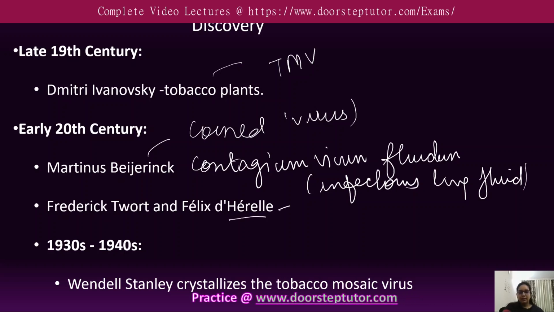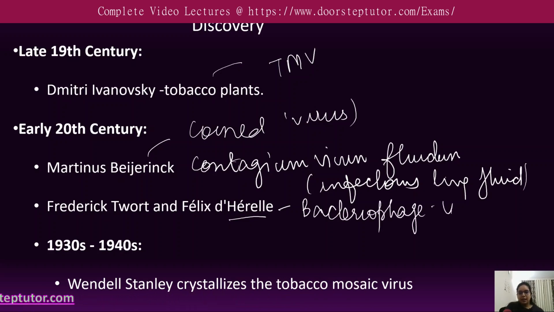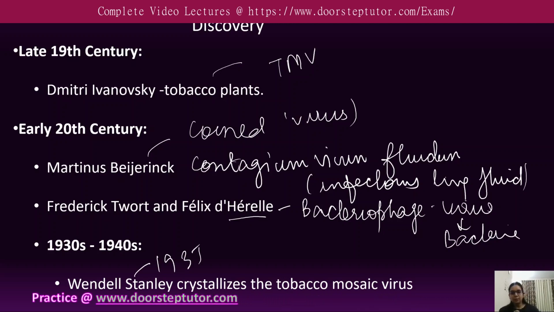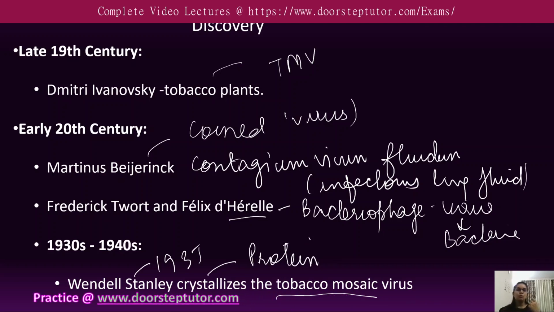Twort and d'Herelle discovered the bacteriophage. A bacteriophage is a virus that infects bacteria. Then in the 1930s, basically in 1935, Wendell Stanley crystallized the tobacco mosaic virus, and also provided evidence that viruses are distinct entities with a structure separate from the cell. The crystal of the virus was composed of protein only.